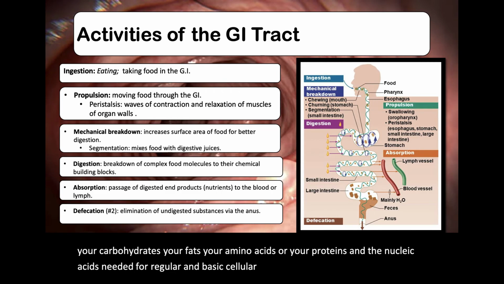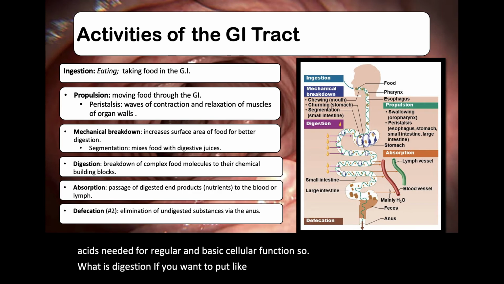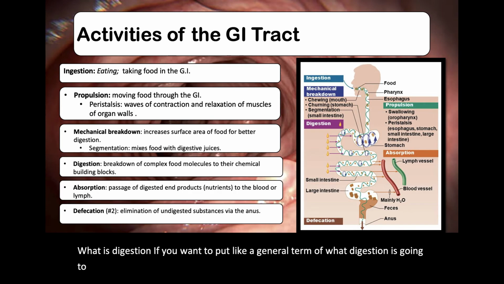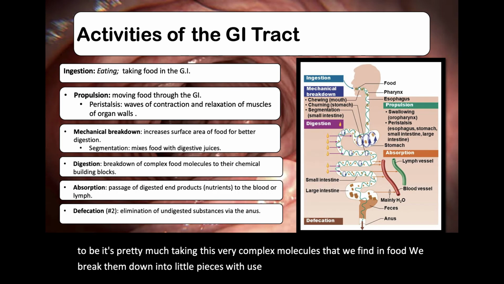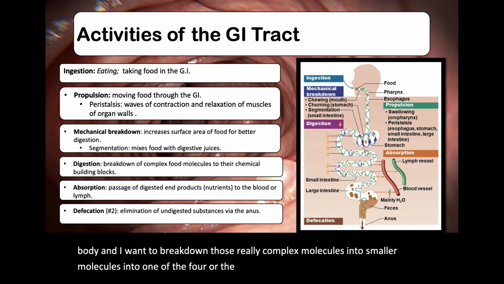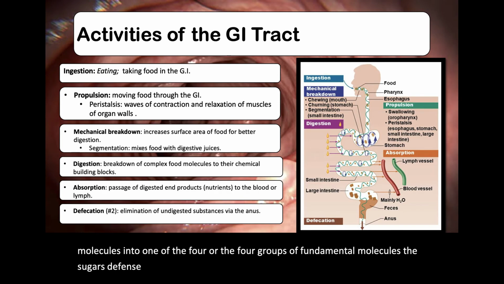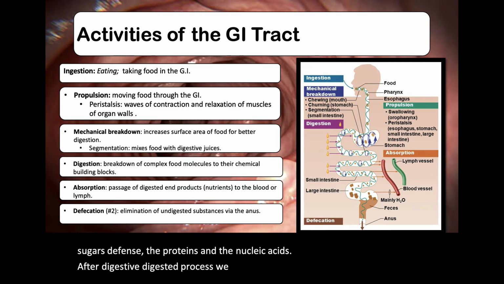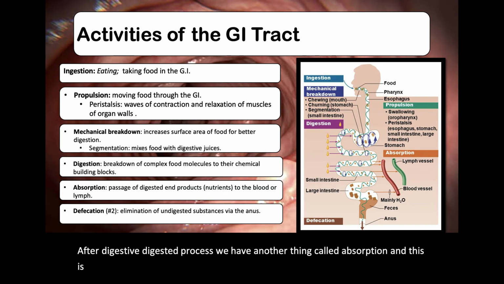So what is digestion? If you want to put a general term of what digestion is going to be, it's pretty much taking these very complex molecules that we find in food. We break them down into little pieces. We use enzymes that are contained in my body, and I want to break down those really complex molecules into smaller molecules, into one of the four groups of fundamental molecules: the sugars, the fats, the proteins, and the nucleic acids. After the digestive process, we have another thing called absorption, and this is the passage of digested end products or the nutrients into the blood or the lymph.